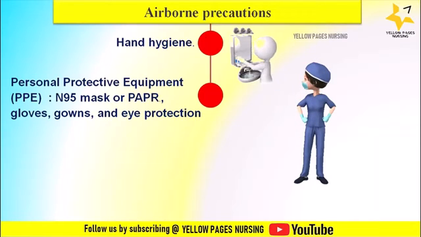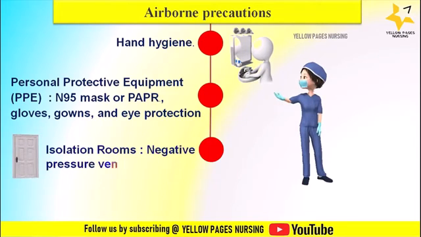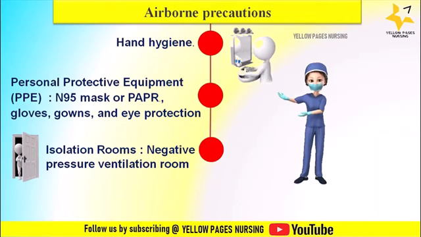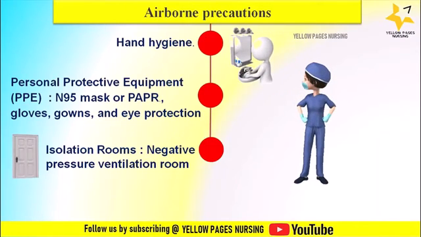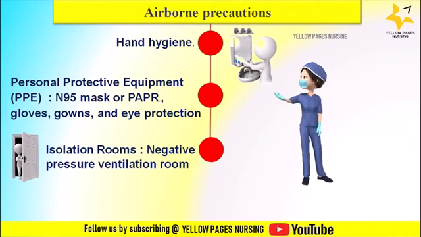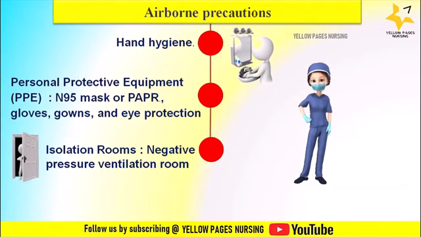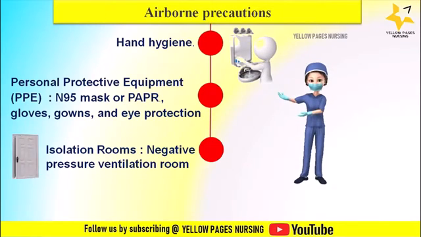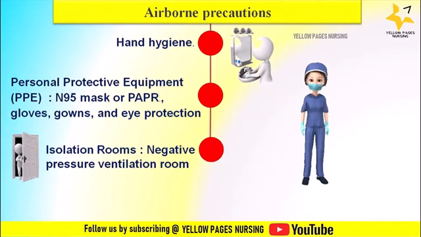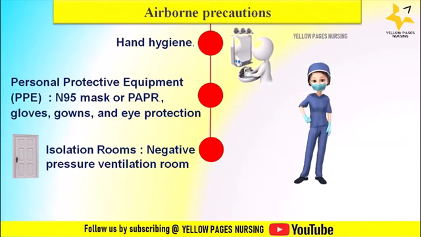The next main thing to prevent transmission is isolation rooms. Patients with diseases requiring airborne precautions should be placed in a negative pressure ventilation room that helps contain airborne particles. The negative pressure ventilation room helps to prevent the escape of airborne particles. The air inside the room is continuously filtered and exhausted to the outside, reducing the risk of transmission to others. Remember, these rooms should always be closed.